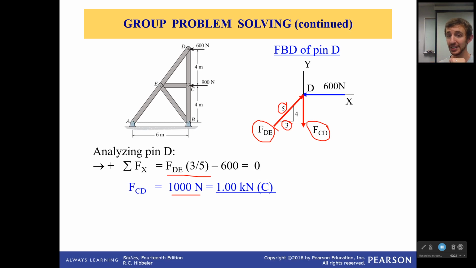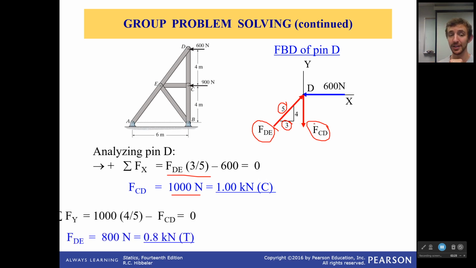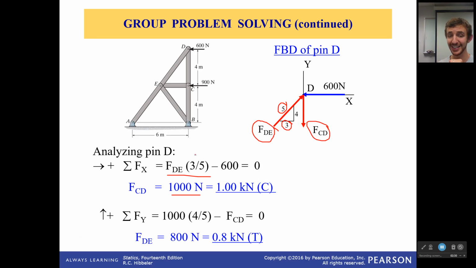Okay, now I know force DE and force CD are the only ones that have a y component. So I already know what force DE is. I just need the y component, which would be the vertical part of it over the hypotenuse, which is 1,000 times 4/5, minus force CD, because we have force CD going in tension. It is pulling, it is stretching that point. And from this we can solve fairly easily and get that force DE is 800 newtons.